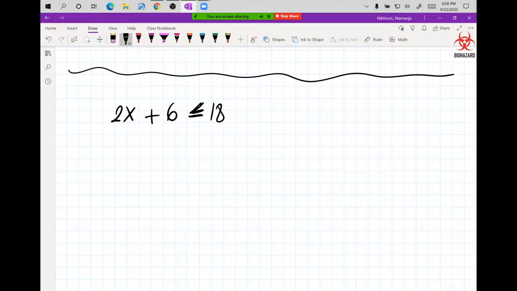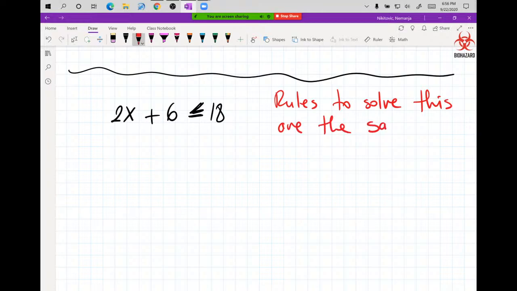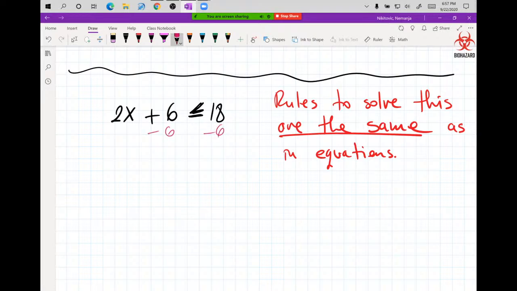I'm going to say here that the rules to solve this are the same as in equations. So if I told you that you will be solving this exactly the same way as if you had an equation, what would be your first step? Subtract 6. Excellent. That's exactly what you would do if you had an equation. So now 2x is less than or equal to 12.